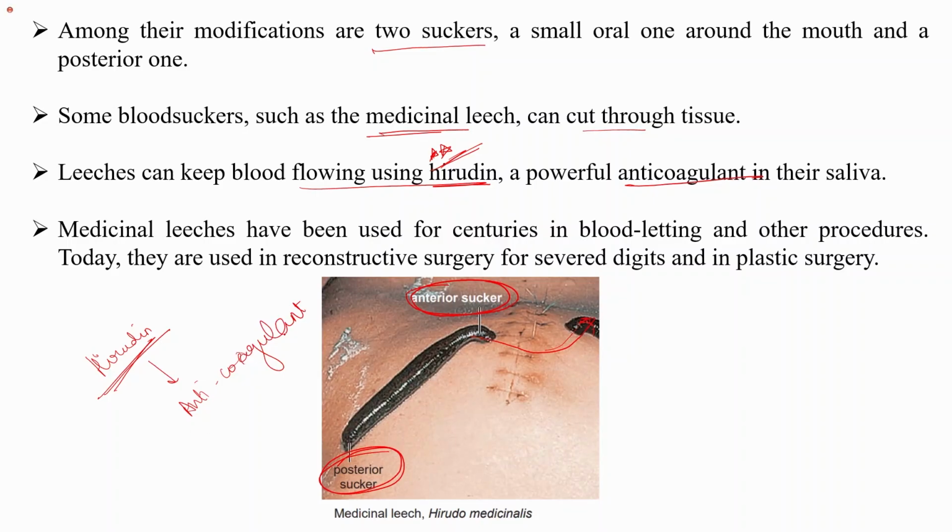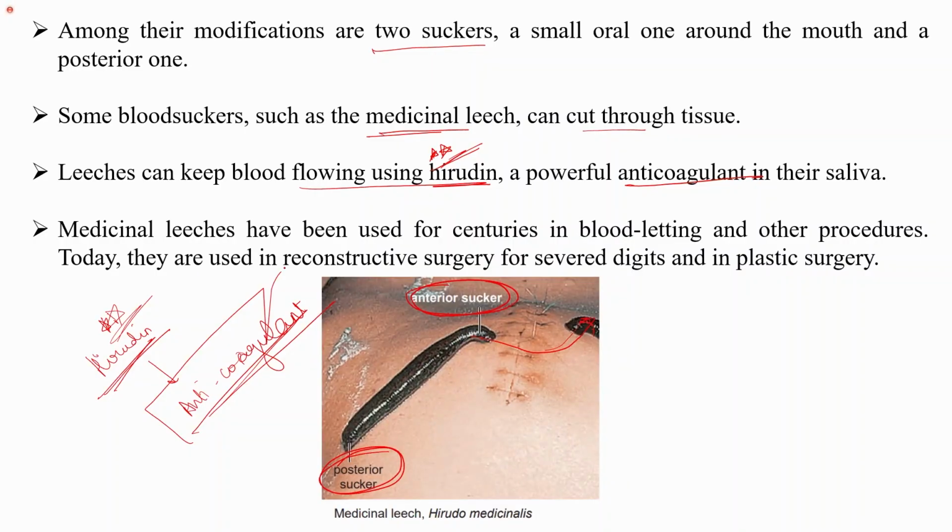So this hirudin is used as an anticoagulant even in the medical sciences. This is really important. That hirudin, which is obtained from the leech, comes from organisms of the phylum Annelida. This is also one of the importances of the phylum Annelida.